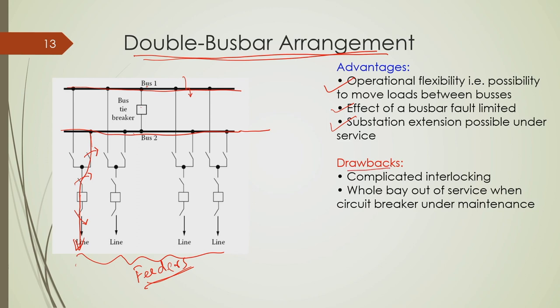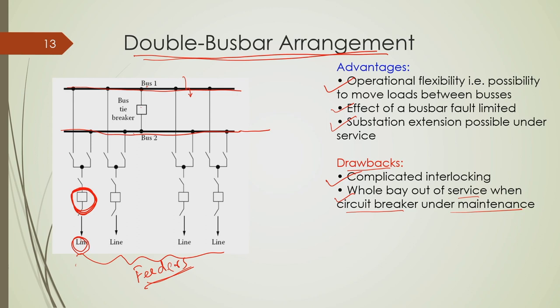But there are drawbacks like a complicated interlocking system, and the whole bay will be out of service when the circuit breaker is under maintenance. That means the problem which was there for the single bus bar arrangement or the bus bar with bus sectionalizer arrangement, that problem is there here also if you need any sort of maintenance for that particular breaker. Then of course, there is no other way to keep the corresponding feeder energized.